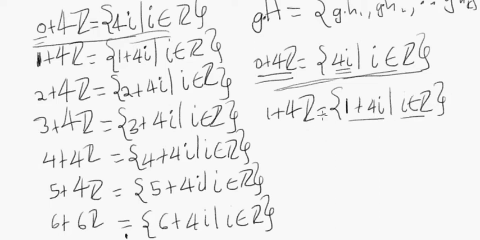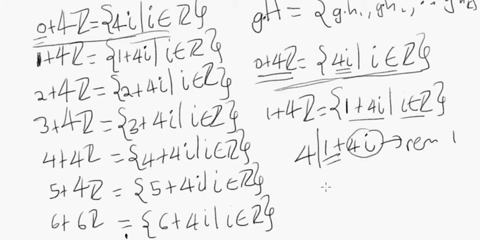Another way we could do it is using divisibility. Can you see how to do that? Well, the idea is 1 plus 4z could be thought of as the set of all elements such that when you divide them by 4 you get a remainder of 1. Because think about it, any element of the form 1 plus 4i, when we divide it by 4, the remainder is 1, right? Because 4 is going to divide this part, but 4 is not going to divide 1.